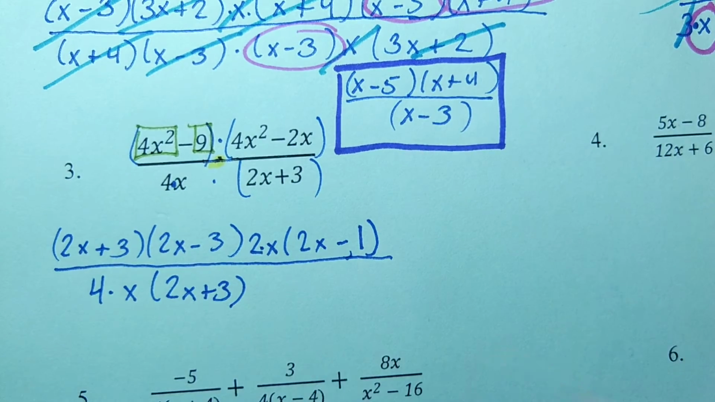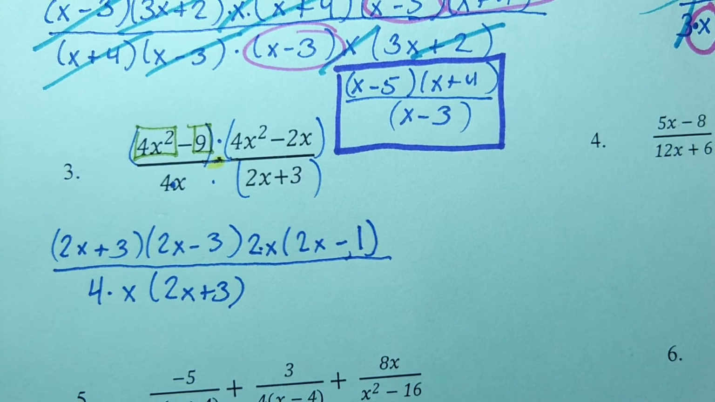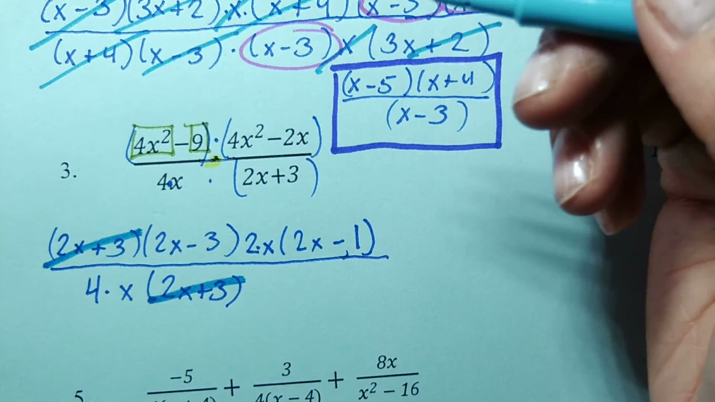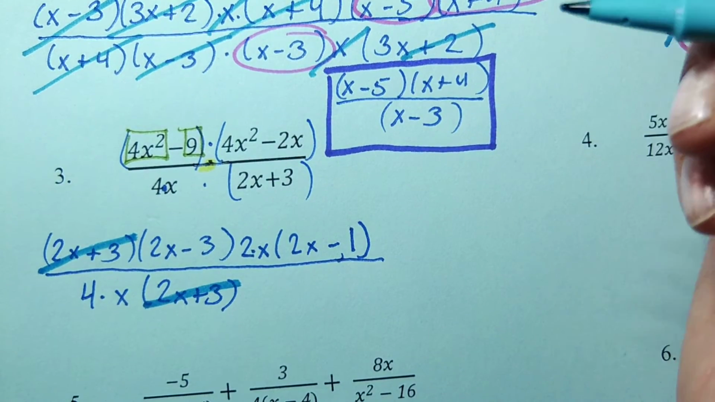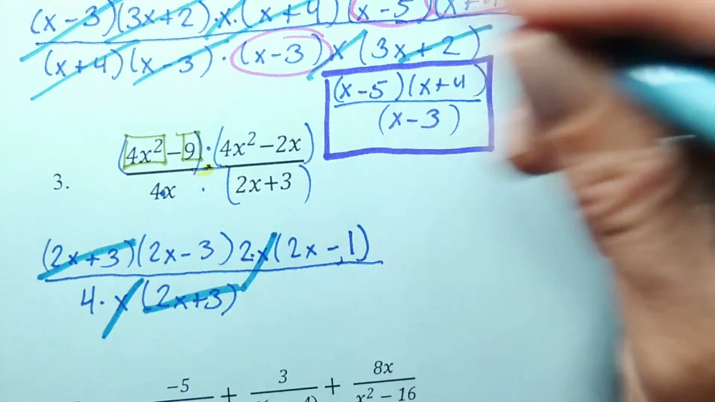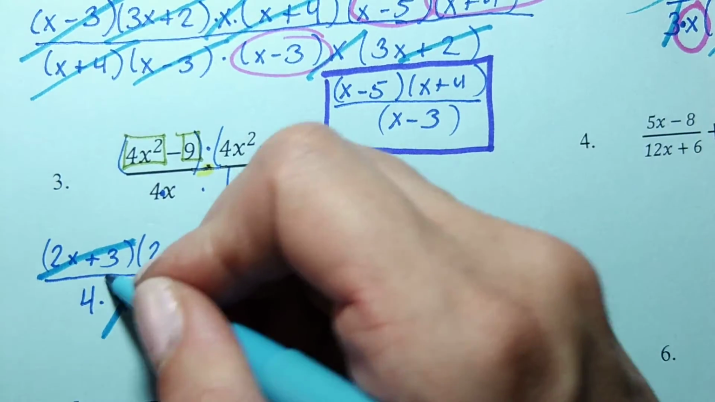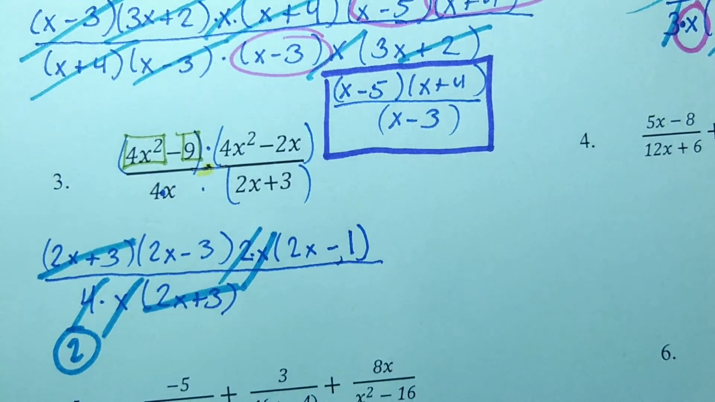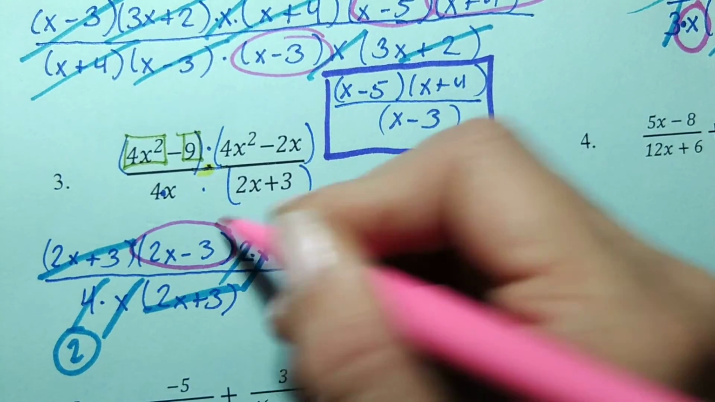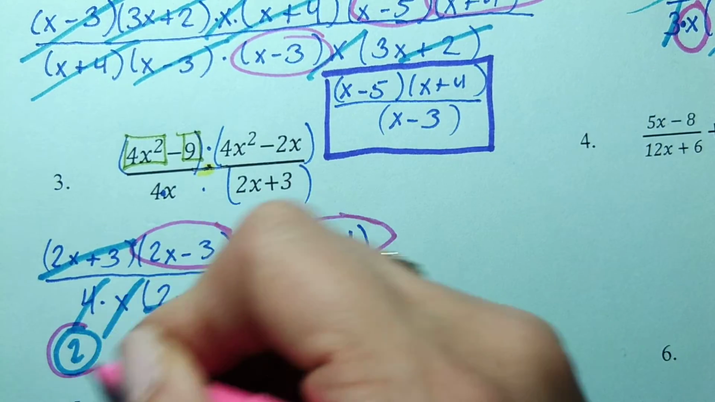So what can I cross off? 2x plus 3 and 2x plus 3, goodbye. What else? An x, wonderful, and then a 2 from the 2 and the 4, which leave me with a 2 on the bottom. So then my final answer is going to be 2x minus 3, 2x minus 1, and 2.